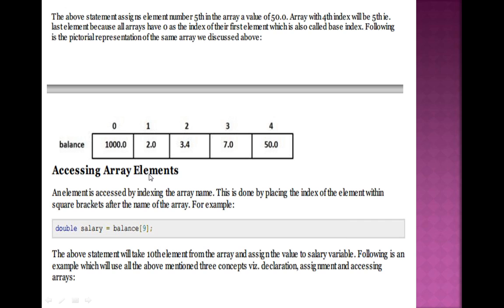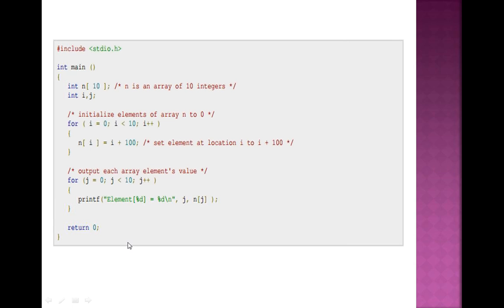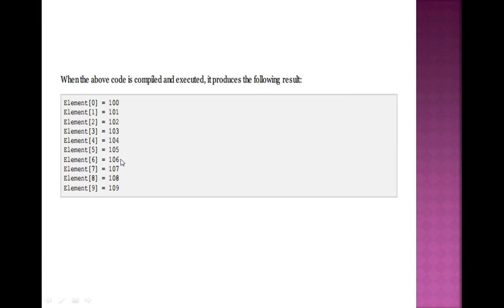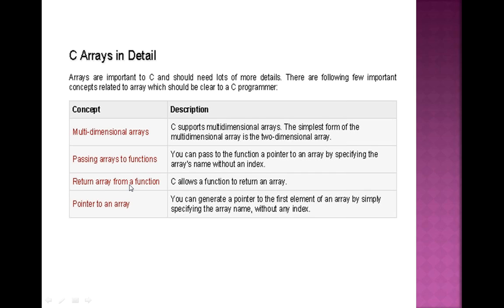Then how can we access the array elements? This is the way we can access an array element. The balance at the 9th location, that is your last record, the 10th record, is assigned to the salary variable that is of double type. The above statement will take the 10th element from the array and assign the value to the salary variable. This is the example we discussed in yesterday's class. These are the outputs of the example.